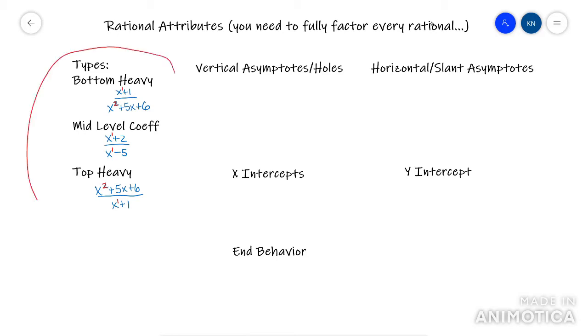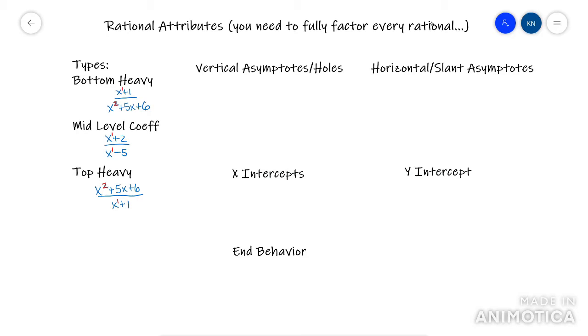So this is where I would start. I would be able to identify what type of rational you're dealing with, because each of these different types you kind of have to treat differently. So I will do a video for each of the different types, but for now, let's just focus on attributes.